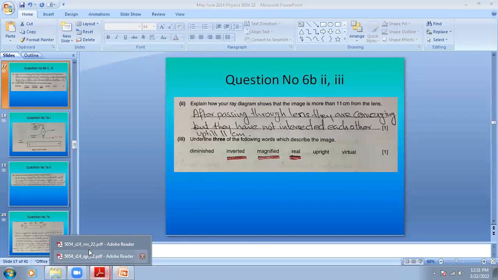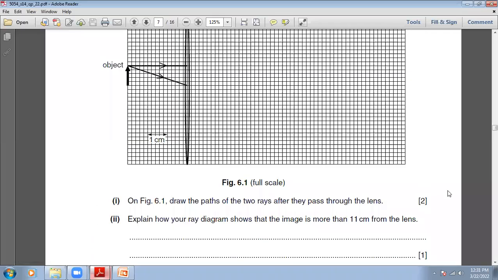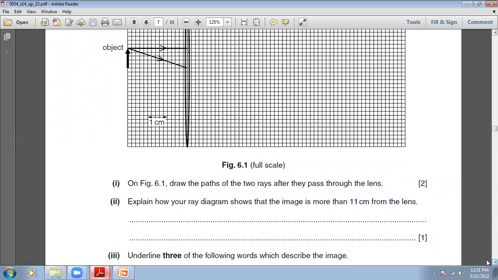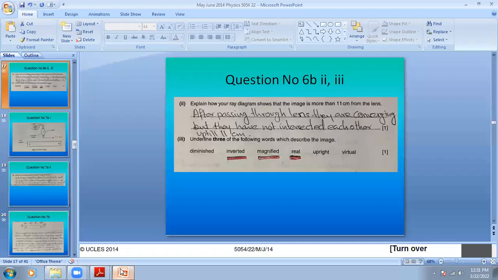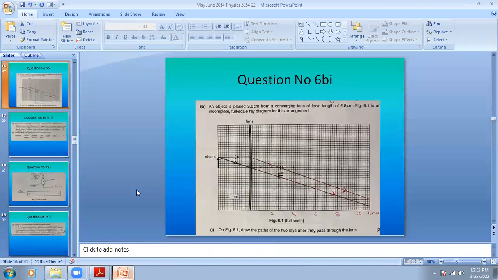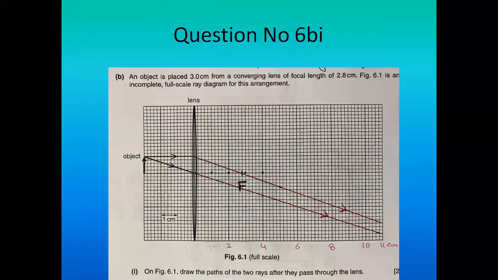Okay, so let me check first of all. We're done. Explain how your ray diagram shows that the image is more than 11 centimeter from the lens. That is the question. How does your diagram show this? Let me show you. Up till 11 centimeter, these two rays are coming close to each other, but up till 11 centimeter, they have not yet intersected each other. So the image will be more than 11 centimeter from the lens.